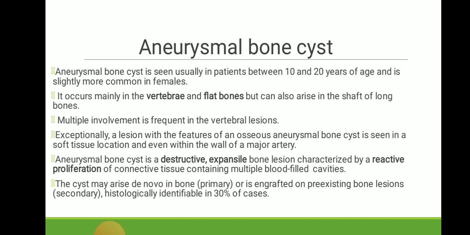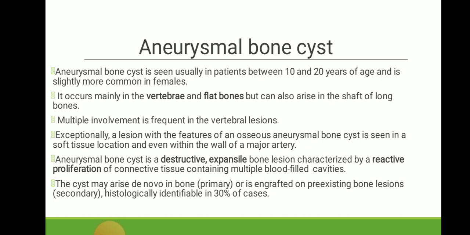Coming to aneurysmal bone cyst, it is seen usually in patients between 10 and 20 years of age and is slightly more common in females. It occurs mainly in the vertebrae and flat bones, but can also arise in the shaft of long bones. Multiple involvement is frequent in vertebral lesions. Exceptionally, a lesion with a feature of an osseous aneurysmal bone cyst is seen in a soft tissue location and even within the wall of a major artery.